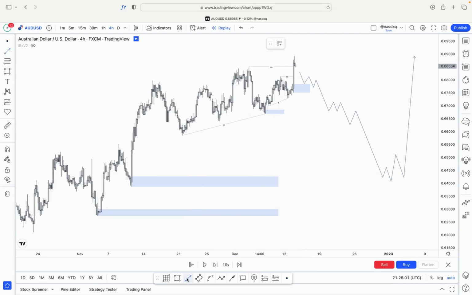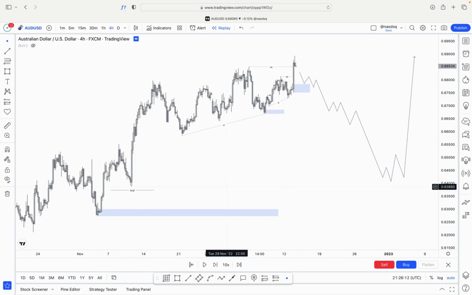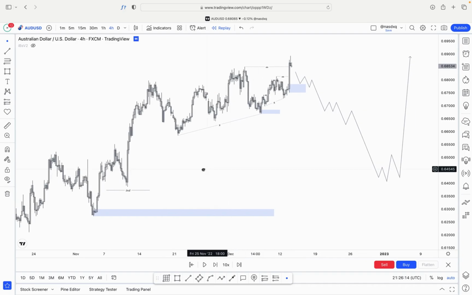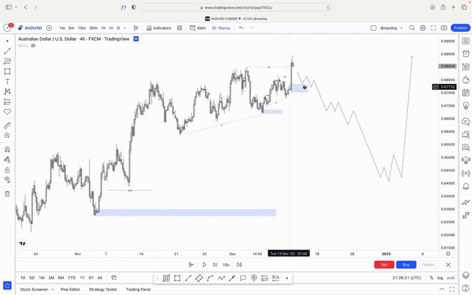using this zone above as inducement potentially. So something like this. So you could maybe see that. So we've got 1, 2, 3, 4 potential scenarios, 2 long-term, 2 short-term. Obviously I'll be looking at the short terms next week.